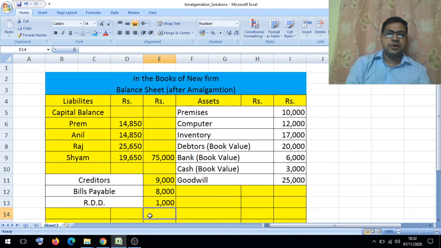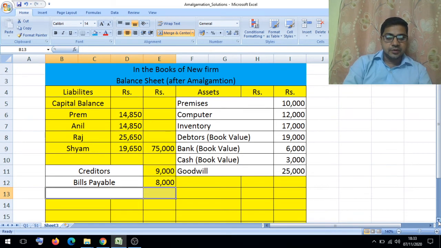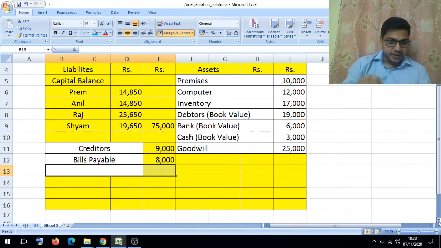Generally we do not record RDD as a liability; we deduct it from the debtors. We can deduct the RDD from debtors, there is no problem. We cannot put RDD here as a liability. So what we do is 20,000 minus 1,000, the remaining value is 19,000. We will remove this RDD from the liability side. After recording all the items, capital, liabilities, and all the asset items, we are done.